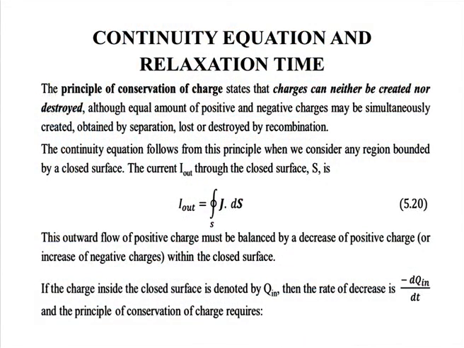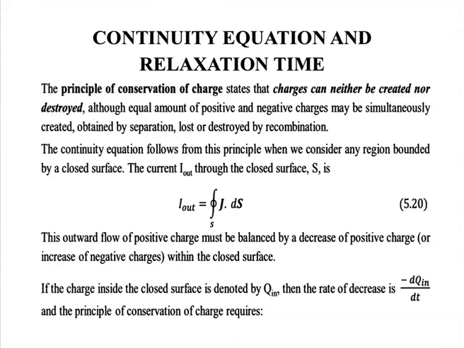Next, we have the continuity equation and relaxation time. From the law of conservation of charge, we know that charge can neither be created nor destroyed. However, equal amount of positive and negative charges can be simultaneously created, destroyed or lost by recombination.